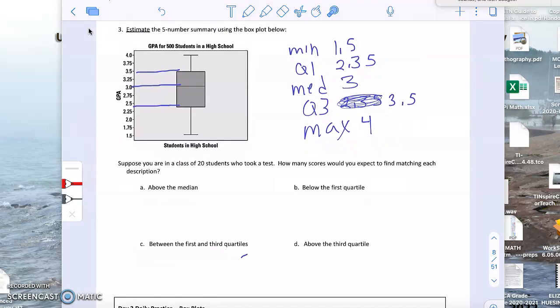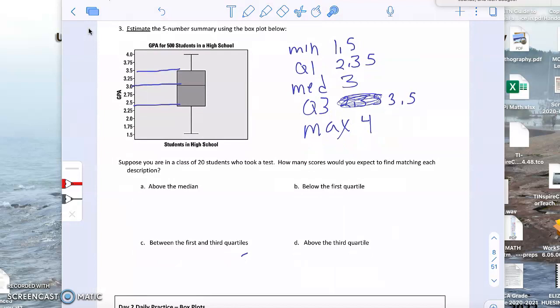So now let's answer some questions. Suppose there are 20 students in the class. How many scores would you expect to find matching each description above the median? The median is that middle. So that's our middle 50%. So you'd expect 50% above that. So that would be 10.